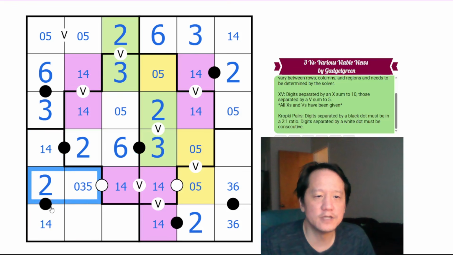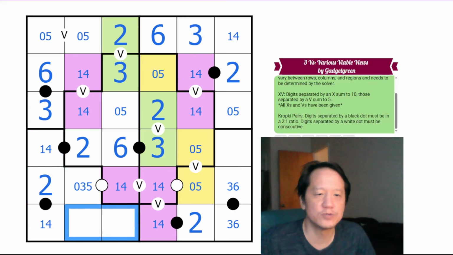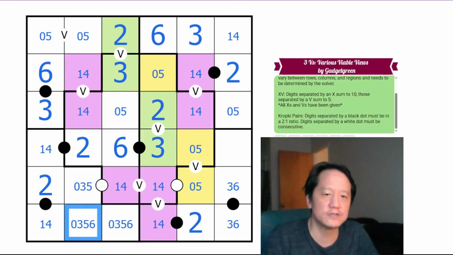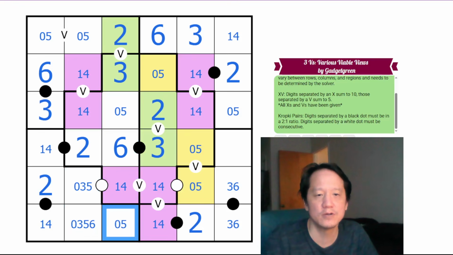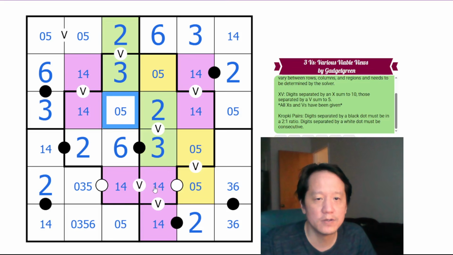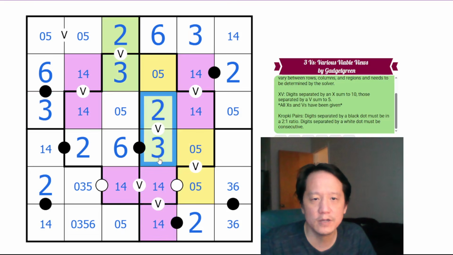Remaining digits in this region here cannot be 1, 2, or 4. So we have 0, 3, 5, and 6. There's no 6 here, no 3 here. So this is 0, 5 as a pair. Okay. So let's start coloring individually for 1s, 4s, and 0s, and 5s.